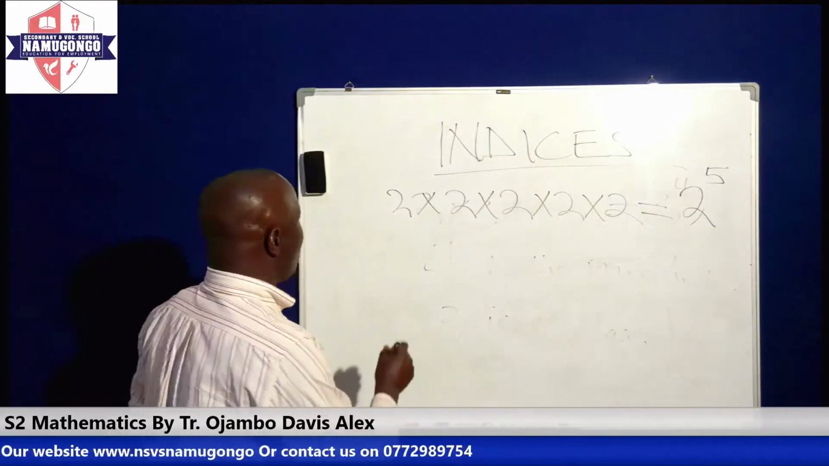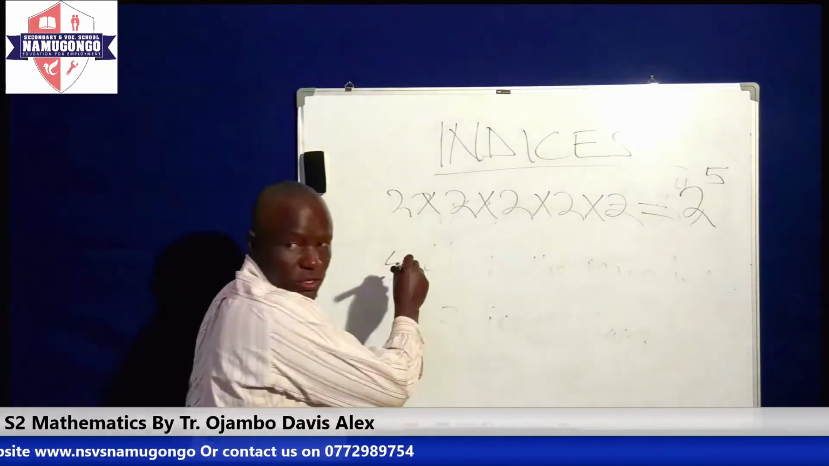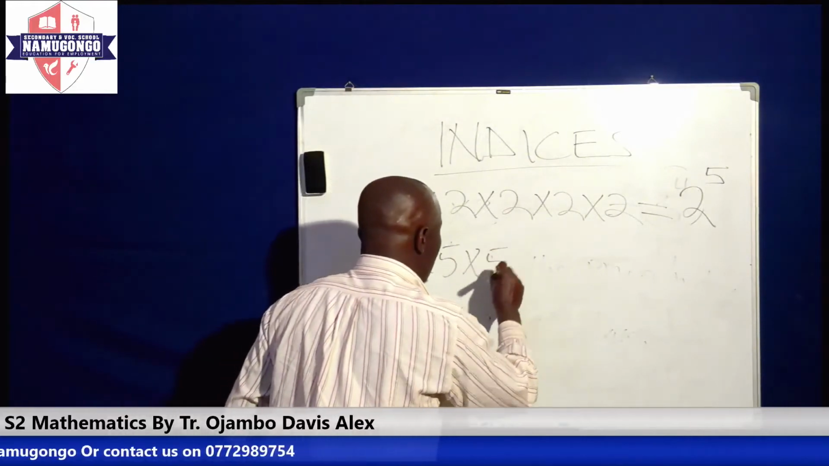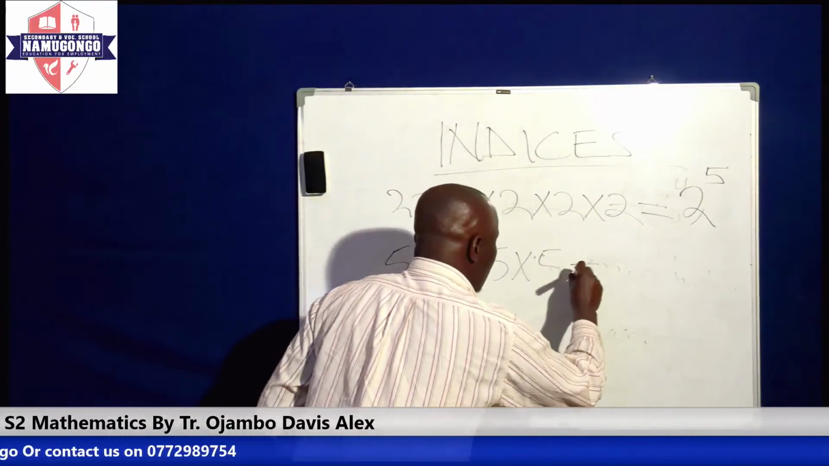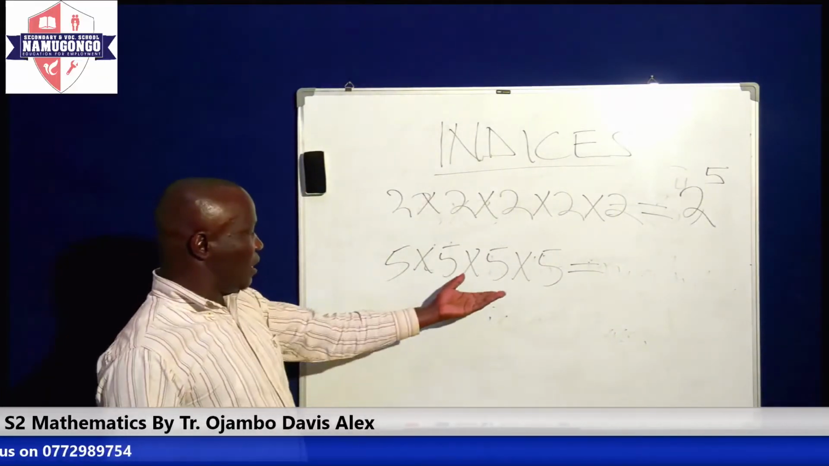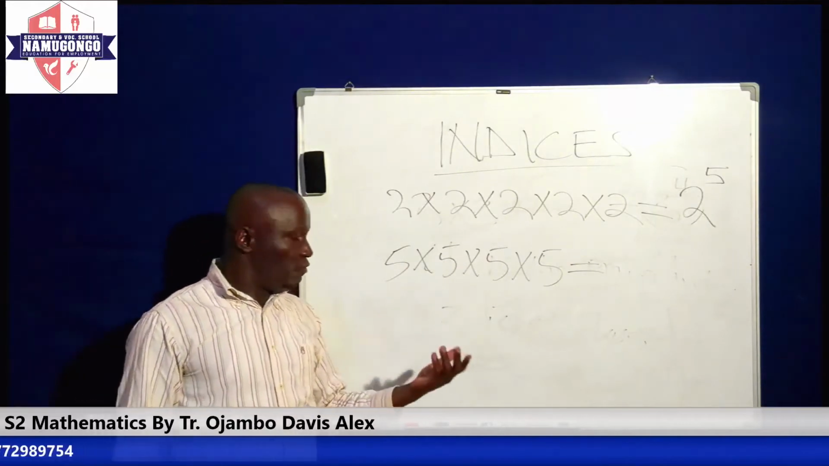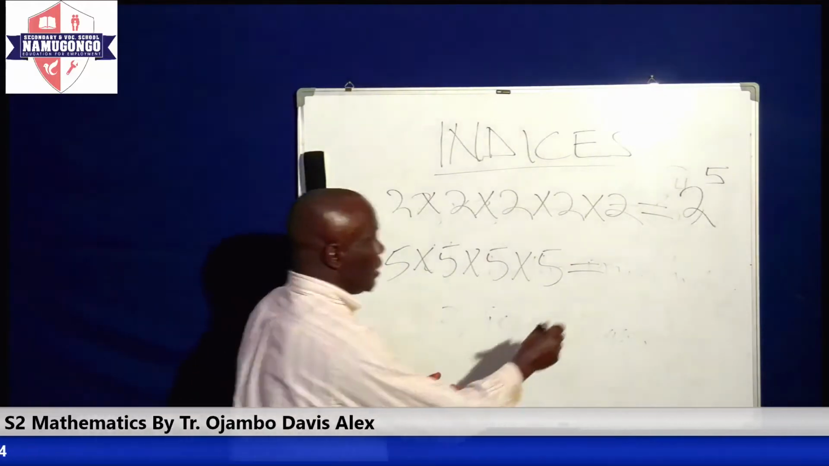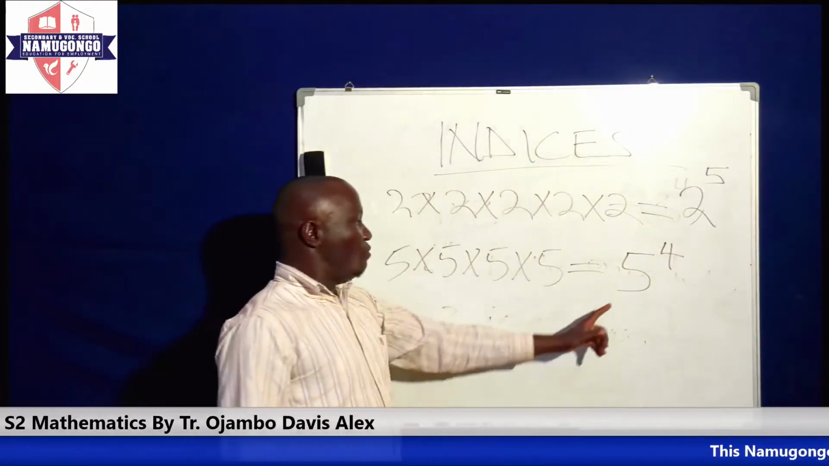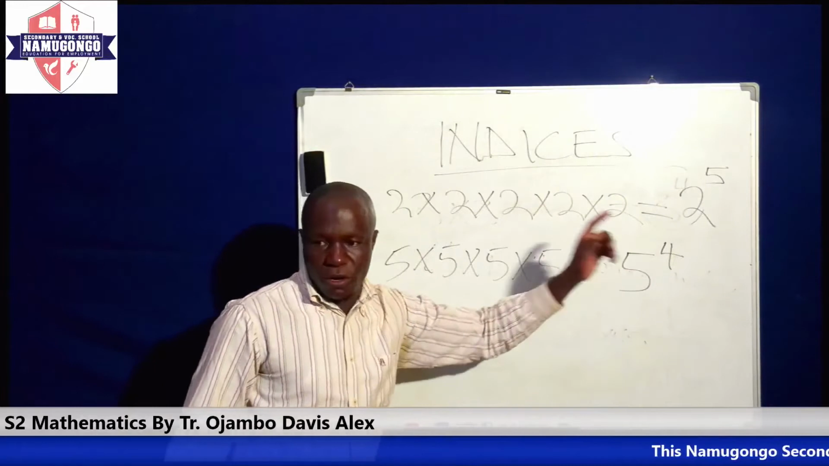We can also have another expression, which is 5 times 5 times 5 times 5. This expression can also be written in the power form or index form. When you look at this expression, 5 has been multiplied by itself 4 times. So it is written as 5 raised to the power of 4, where 5 is the base and 4 is the power.